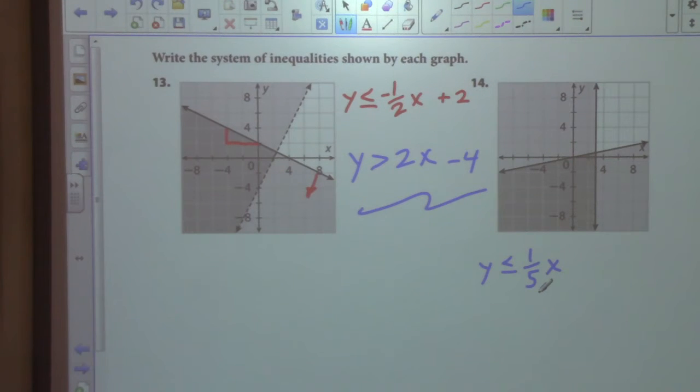Does everybody agree that it's equal to and less than? Yeah. And the y-intercept is 0, right? So that looks pretty good to me. Okay, and then for the second one, for the vertical one, I got y is less than or equal to 3x. Yeah, equal to 3x.